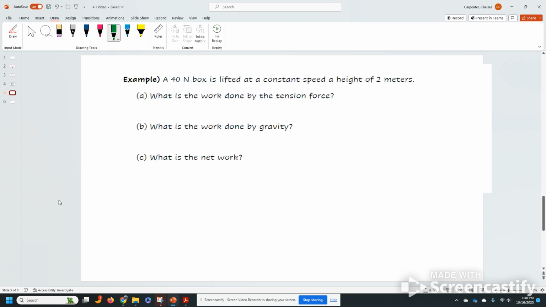So we have a 40 Newton box lifted at a constant speed, a height of 2 meters. Let's look at the free body diagram. We have a 40 Newton box here, which means the weight is 40 Newtons. And it's lifted at a constant speed, so that means I have balanced forces. So there's 40 Newtons pulling upward as well. And we travel 2 meters.